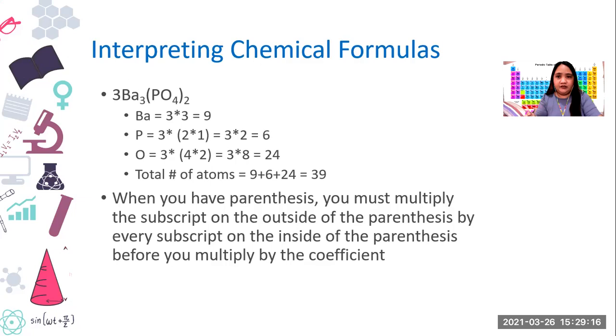Okay, barium phosphate. So we have barium. We have 3 times 3 molecules. And then, for example, for phosphorus, you have 2 times 3, that's 6. And then oxygen, 4 times 2, 8 times 3, that's 24. So in total, if you count the number of atoms in this formula, you have 39 atoms. Remember that when you have the parenthesis or the grouping symbol, you must multiply the subscript on the outside of the parenthesis to everything inside the parenthesis before you multiply to the coefficient, which is this one. Okay.